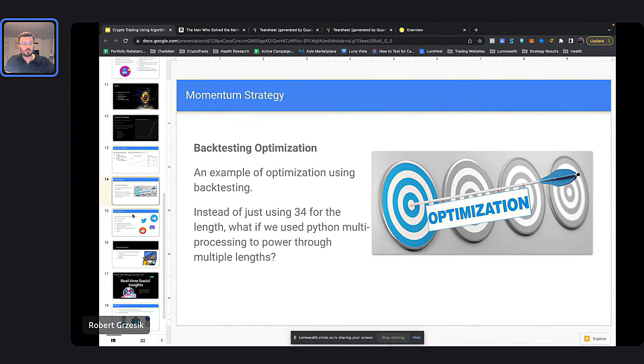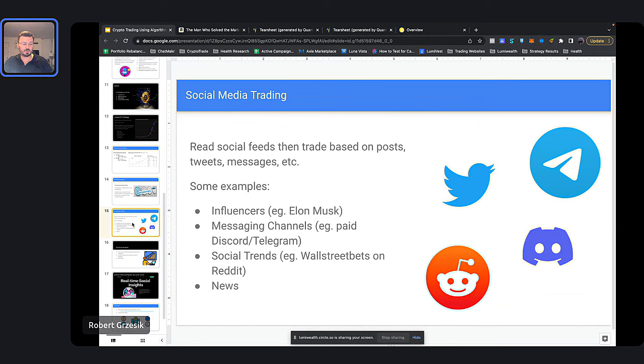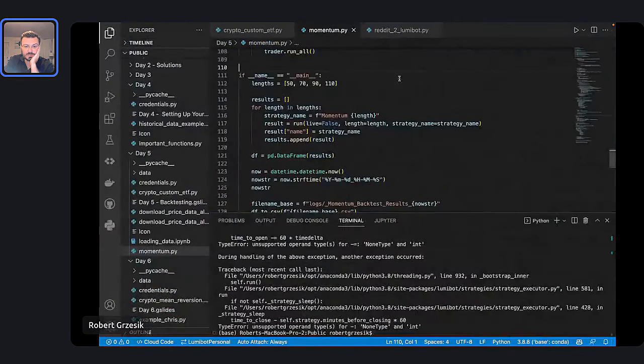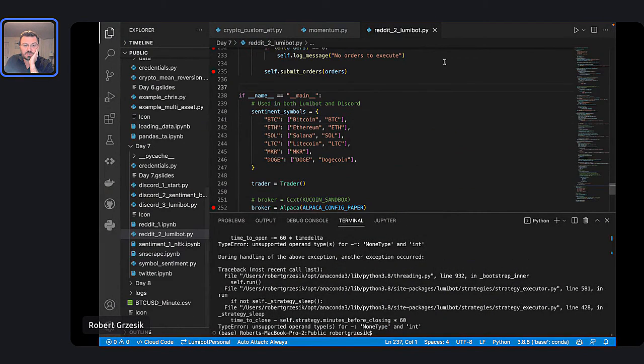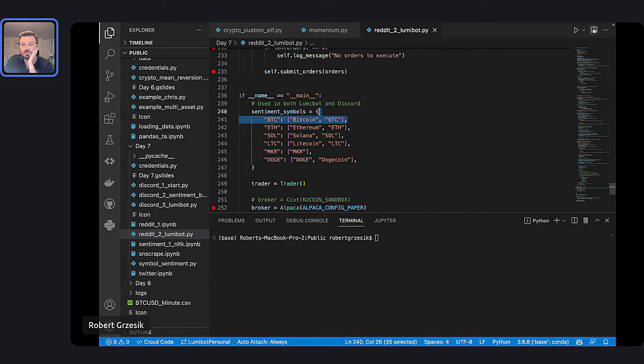And then I'm going to show you one more demo here before we jump into the rest of this. So I'm going to show you a social media trading bot. Okay. So we call this a Reddit bot. What this thing does is, I'm going to run it first because it takes a little bit of time to do this.